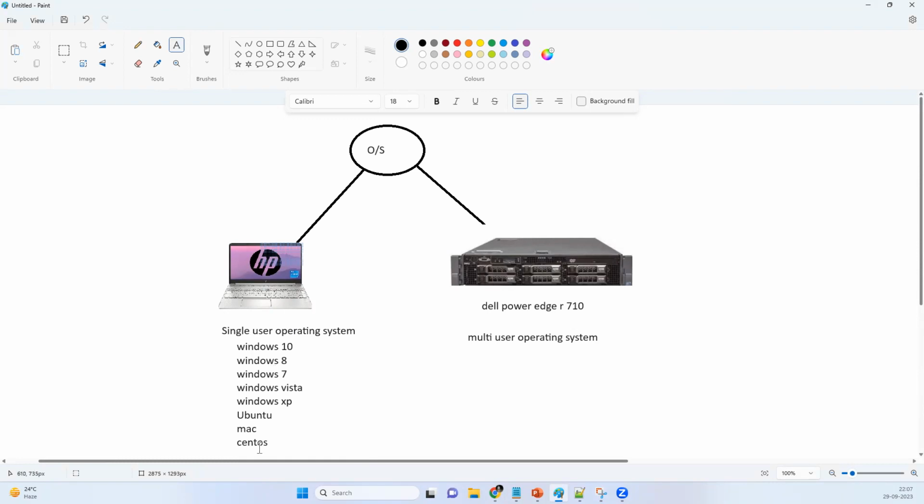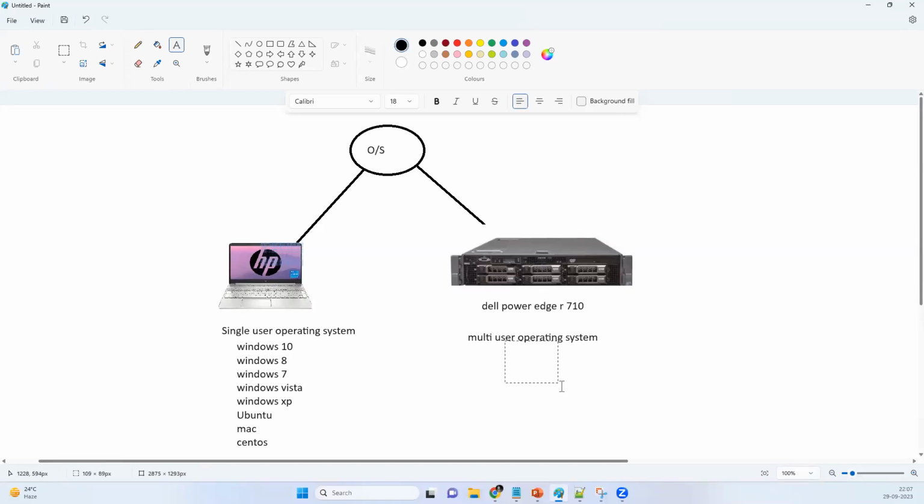We can interact with the OS at a time, only a single person. Something like Windows 10, or whatever the laptops we are using, that is a single user operating system. So single user operating system has some limitations.